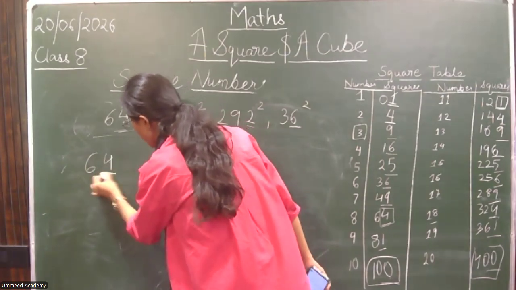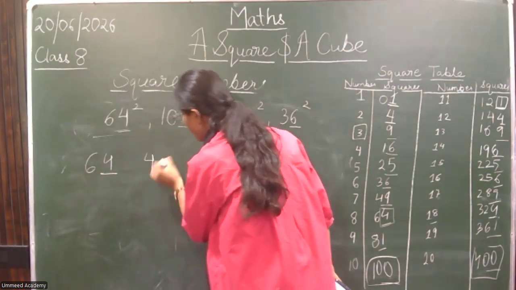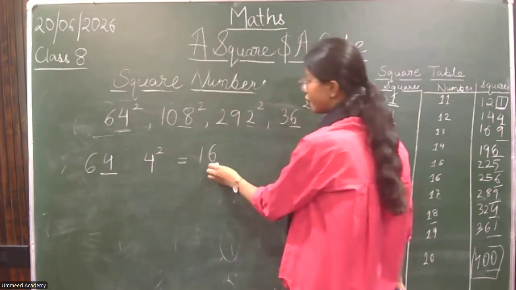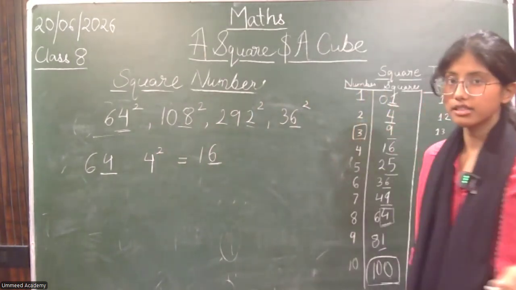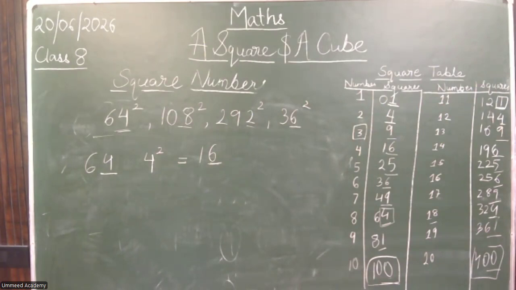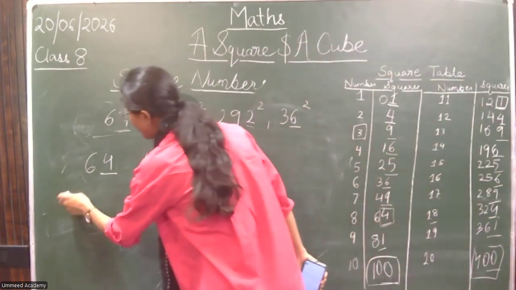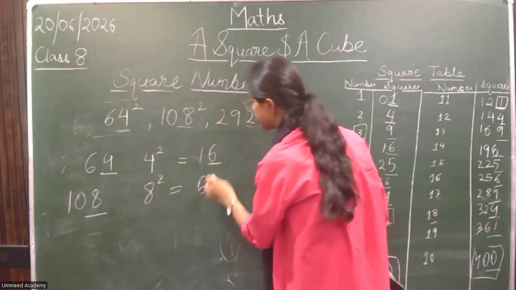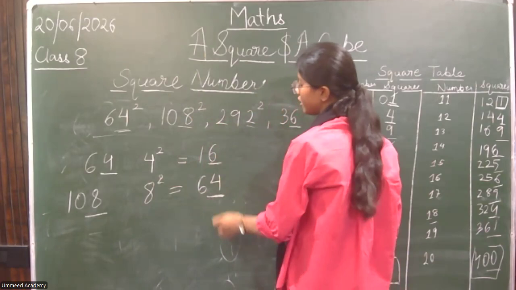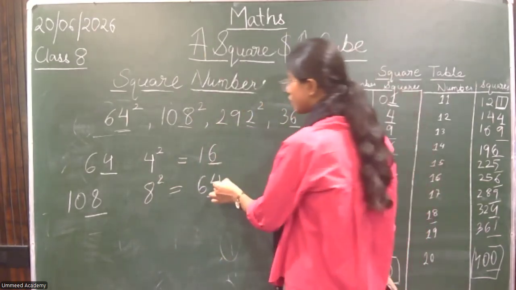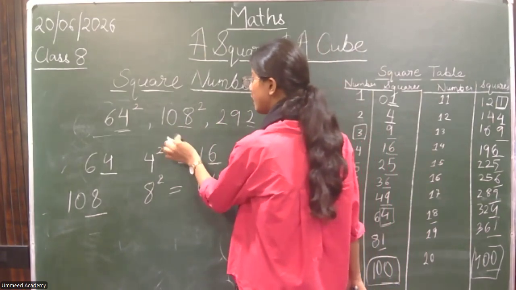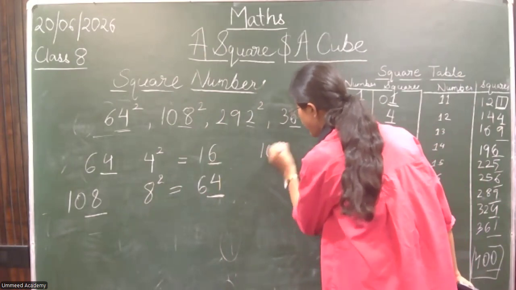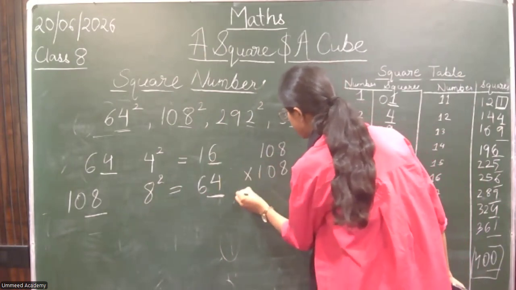In 64 we have 4 at the units place, so we will take 4 ka square. So 4 ka square is 16. Does it have 4 as its last digit? No, ma'am. Then we have the next number, 108. 8 ka square is 64. Do we have 4 here? Yes, ma'am. So we know that the square of 108 will also have 4 at the end. Let's check our answer: 108 into 108.